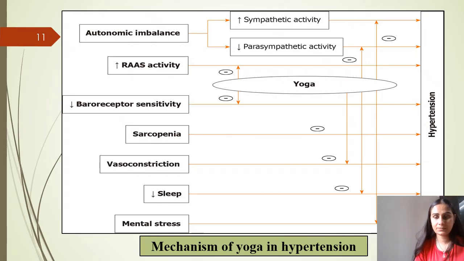Next one is vasoconstriction, narrowing of blood vessels by small muscles. Yoga also helps to reduce these and increase your quality of sleep and reduce the mental stress, which is a major significant risk factor of the hypertension.